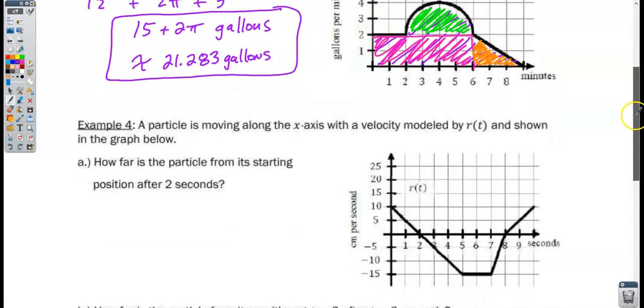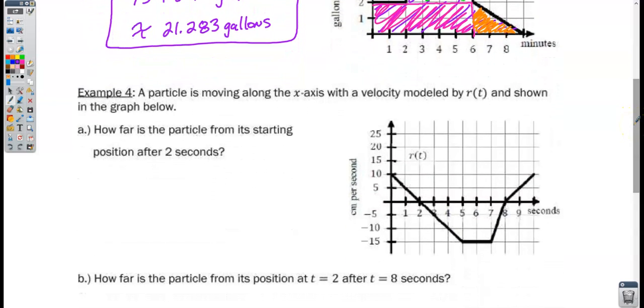All right, last example from this lesson. A particle is moving along the x-axis with a velocity modeled by r of t and shown in the graph below. How far is the particle from its starting position after 2 seconds? So that means we want to go from time 0 to time 2. And the area underneath the curve there is 1/2 times the base, which is 2, times the height, which is 10. So that's going to be equal to 10 centimeters. And so the particle is 10 centimeters to the right.